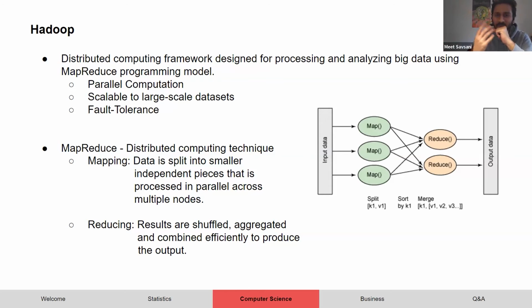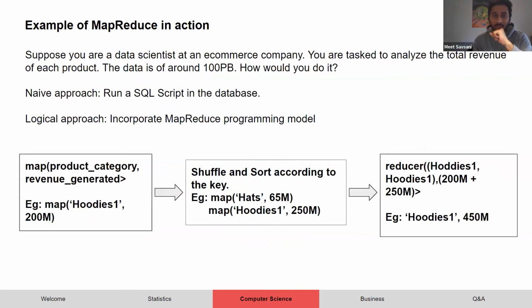So let's understand it more by an example, so you guys can understand it more clearly. This is one of the examples of MapReduce in action. Now, suppose you're a data scientist at an e-commerce company, okay? And you are tasked to analyze the revenue of each product. The data is around 100 petabytes. Now, think about this. 100 petabytes is a very big number. So how would you do it?